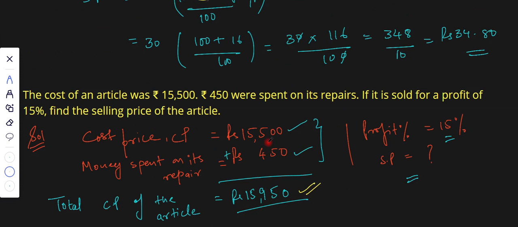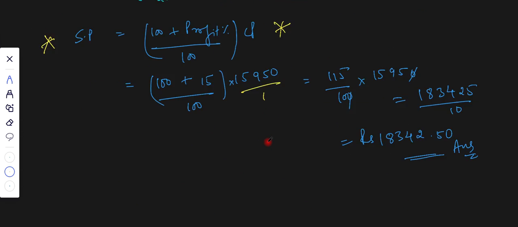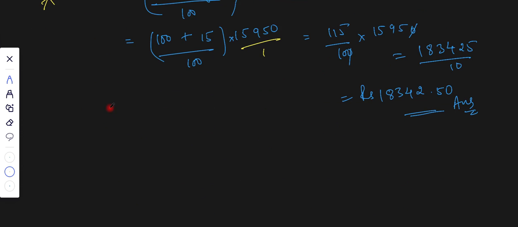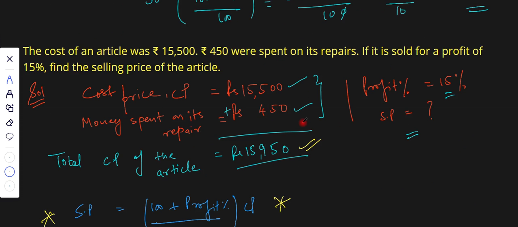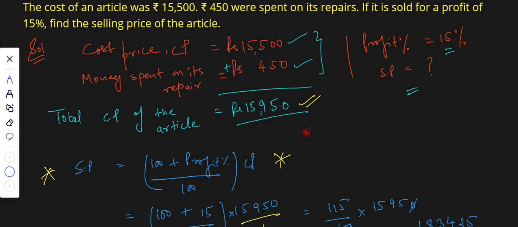The question is to find the selling price of the article. So you can write: selling price of the article is rupees 18,342 rupees 50 paisa. I hope the concept is understood by you. If not, you are free to ask me. Please note it down fast, then I'll cover some more questions in the same video.